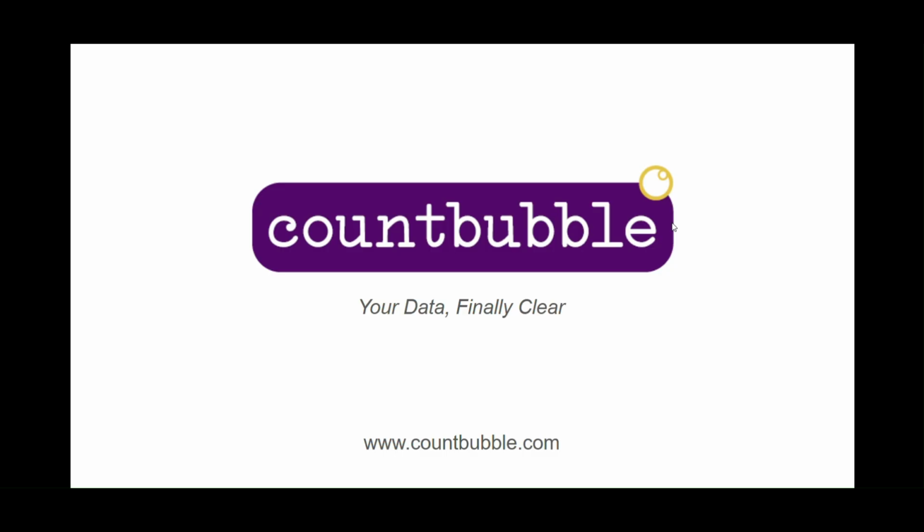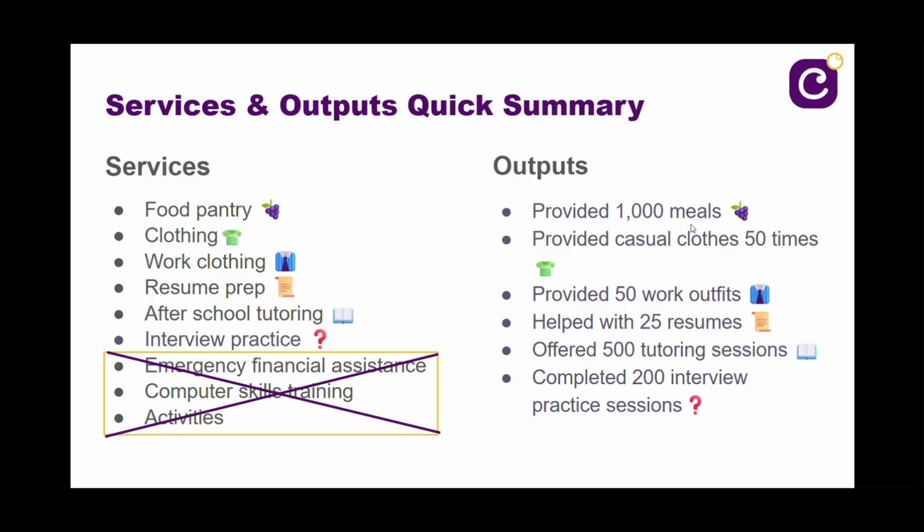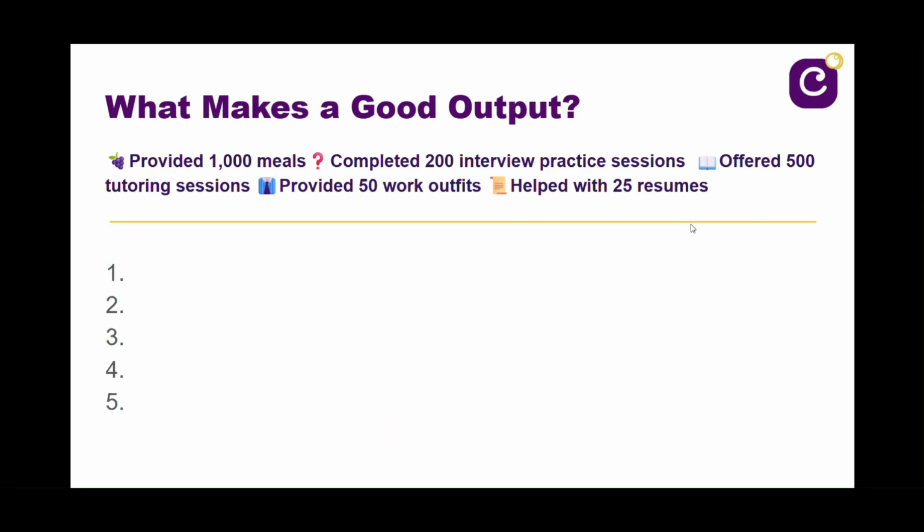Recall, this is our made-up organization that we're using in these videos, the CountBubble Community Collective. And looking at our services for this made-up organization and the output examples we see, we have outputs for most of our services, but not all of them. And we also see that the services we provide pretty clearly match up with the outputs that we use to track them. So the question, what makes a good output, is what we're here to answer. How do we define them so that they're clear and easy to track and good for reports?